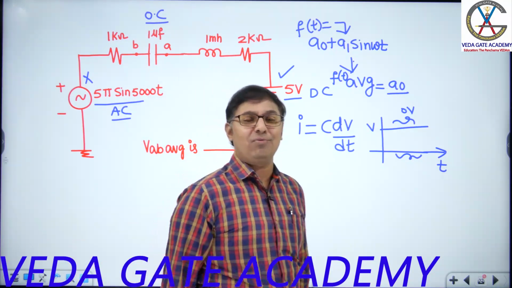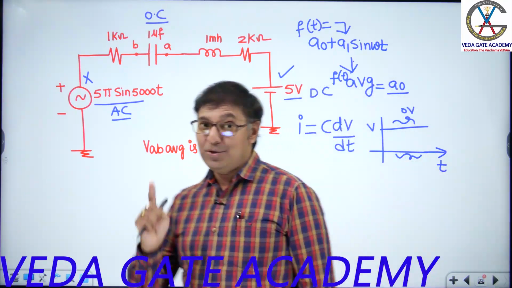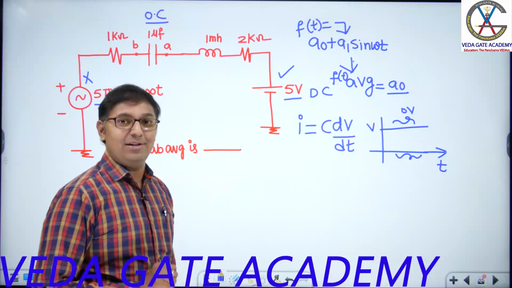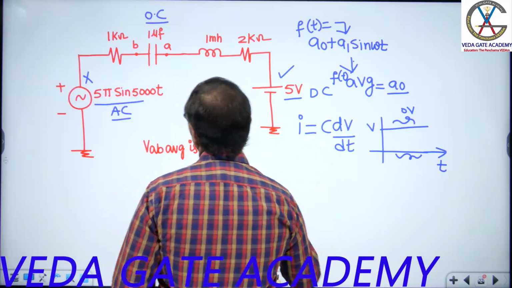Current 0 means replace with what? Open circuit. Current 0 means replace with open circuit. Getting the point, sir? Fine. For the I value, replace with open circuit.